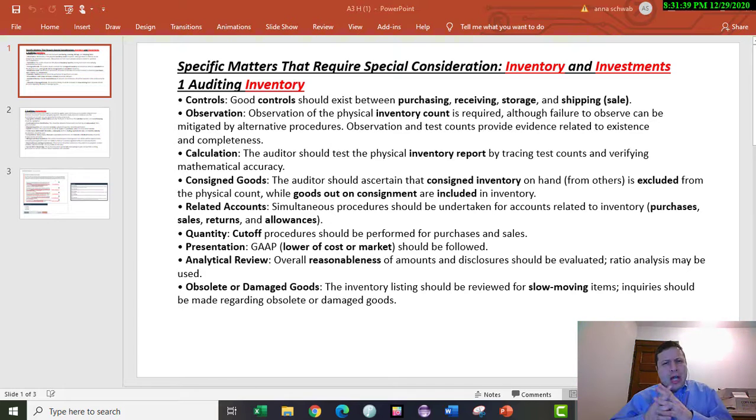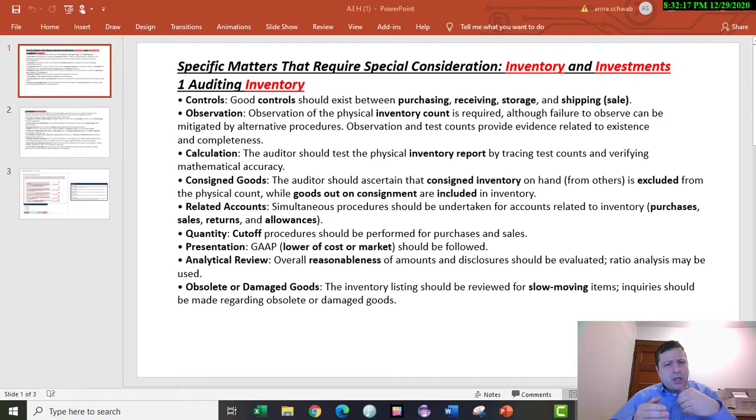Consigned goods. You should ascertain consigned inventory given to the client from the outside. If you're holding consigned inventory, that should be excluded from the physical count of inventory. However, goods out on consignment. So if you, the client, send out goods to a consignor, you should include that inventory, that count, in your inventory. Until it's sold, it should be included.